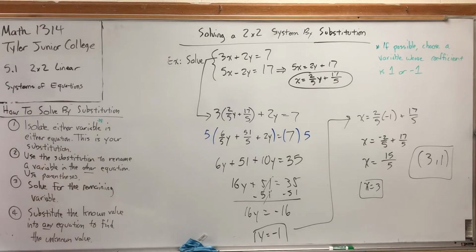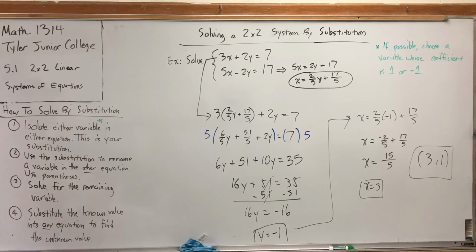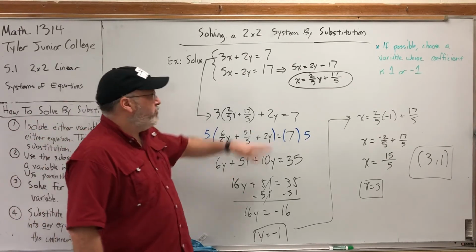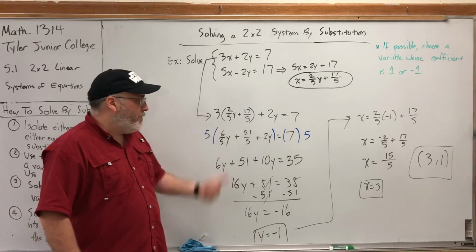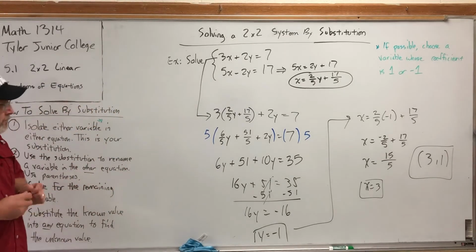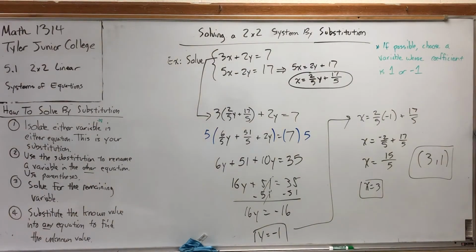So the point of this example was to point out that this is not always possible. You can't always choose a variable whose coefficient is 1 or negative 1. If that's the case, chances are your substitution is going to involve some fractions. Suck it up, run with it, and everything should be okay. It would be nice, though, if there were a way to solve this without having to wade through fractions any more than we had to.